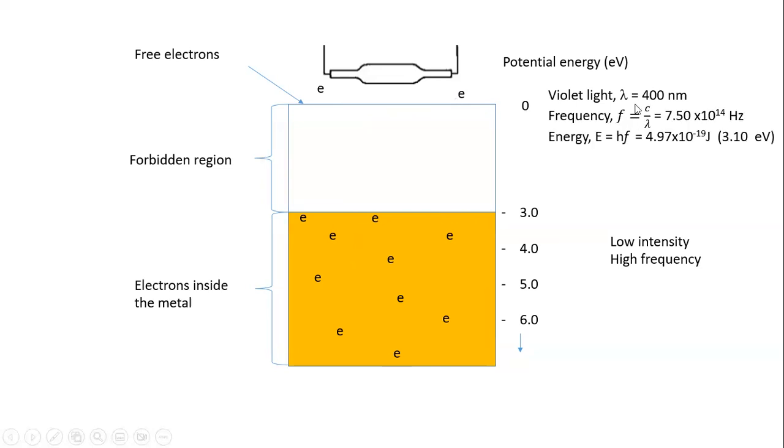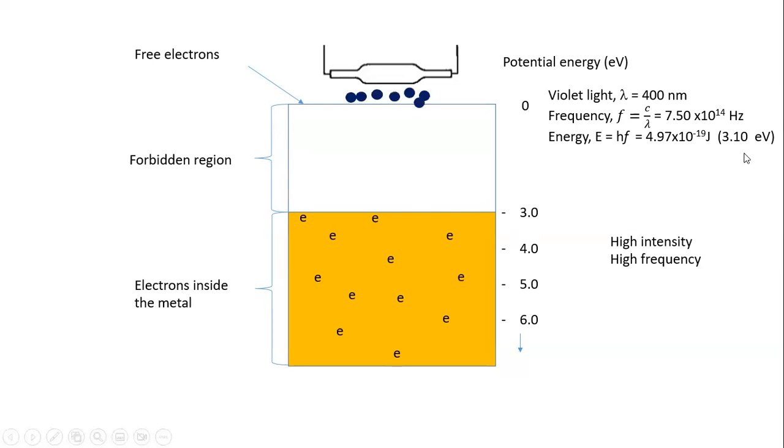Okay, if we calculate the frequency of this violet light using the formula f = c over lambda, we can find the frequency. And when we calculate the energy, we find the energy of this photon to be 3.10 electron volts. So the energy of this photon is greater than the minimum energy required to produce photoelectrons, because the minimum required is 3 electron volts, but the photon comes in with 3.1 electron volts.